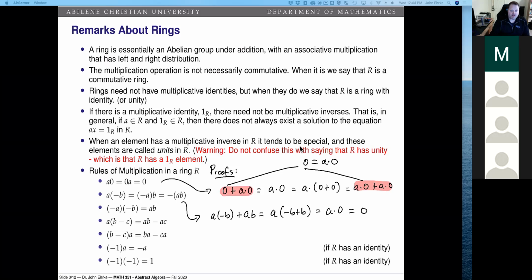So what you have here is an element plus another element gives 0. So that means that the additive inverse of A times B is A times negative B. Or another way to say that is that A times negative B is the additive inverse of AB, which is what we were trying to prove in number 2. And the rest of these results are proved in similar ways. So this is the additive inverse.